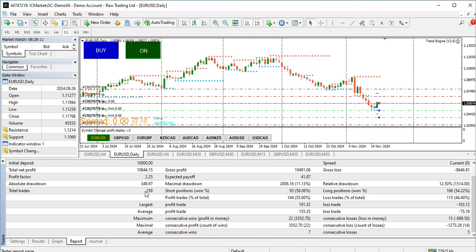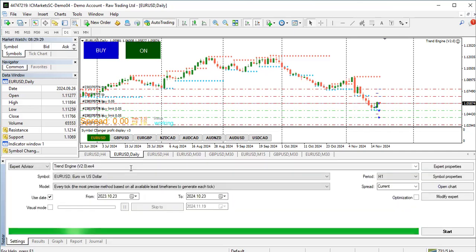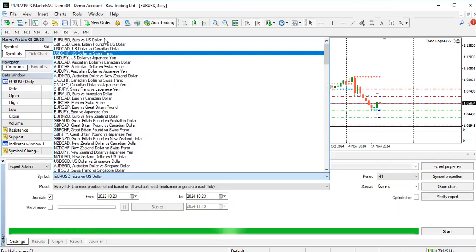So total trades taken, 259. Right. So usually a sample size is supposed to contain 100. This is 259. So it takes trades virtually every single day. Almost every day, you are going to have a trade running using the trend engine. All right. So let's quickly run one on GU as well.